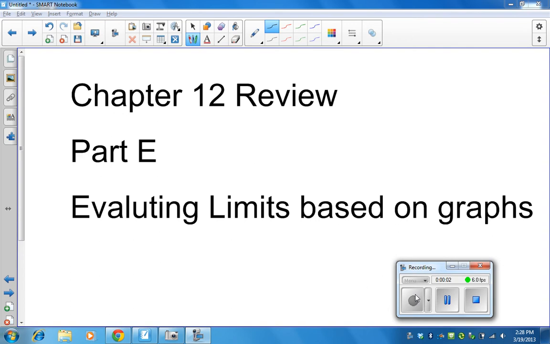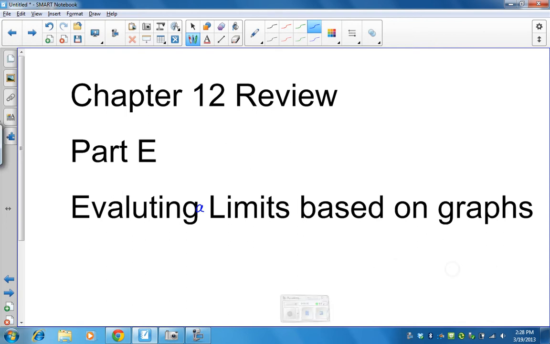Alright, moving on with our review, part E, evaluating... am I making up words? Evaluating limits based on graphs. I think there's supposed to be an A in here somewhere. Maybe right here. Evaluating. There, that's better. Evaluating limits based on graphs.